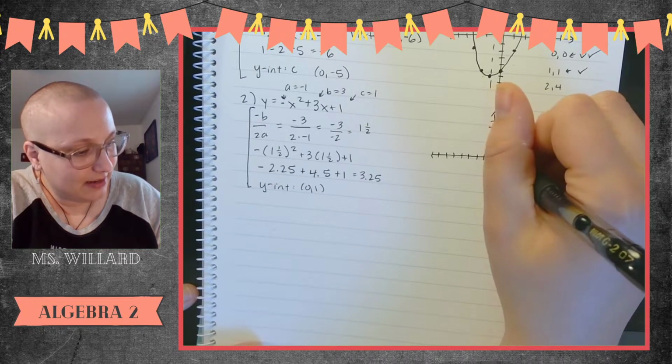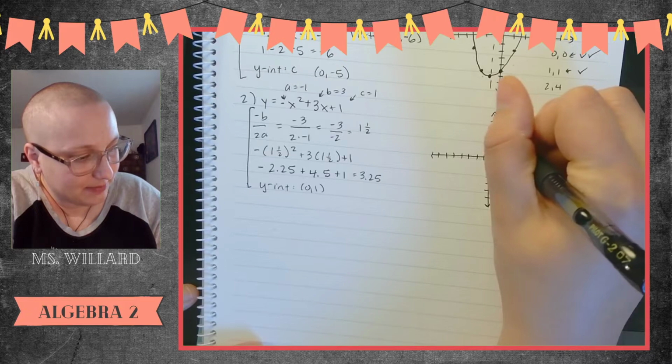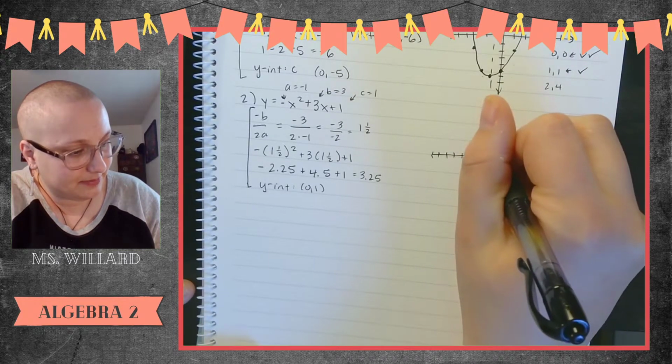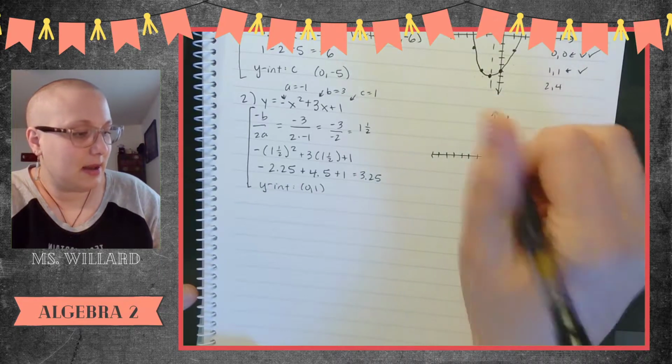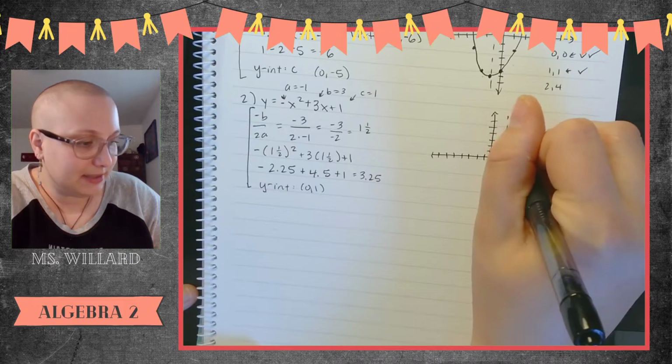So then 3.25 is going to be 3 up and a little bit extra. So there's my vertex. And then my y-intercept is up at 1. And so it's also over on the other side of this dotted line, right about here.